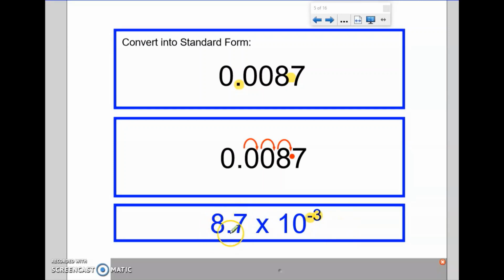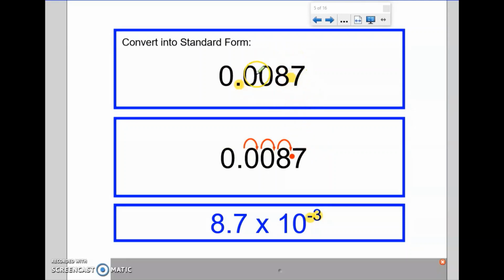This 8.7 is correct because yes, this number is between 1 and 10, 8.7. It's always times 10. That remains consistent whether we're dealing with a small number or a big number. And this minus 3 is because I've moved the decimal place 3 places in the right direction, 3 places towards the right side of the page. And that is what you would expect.